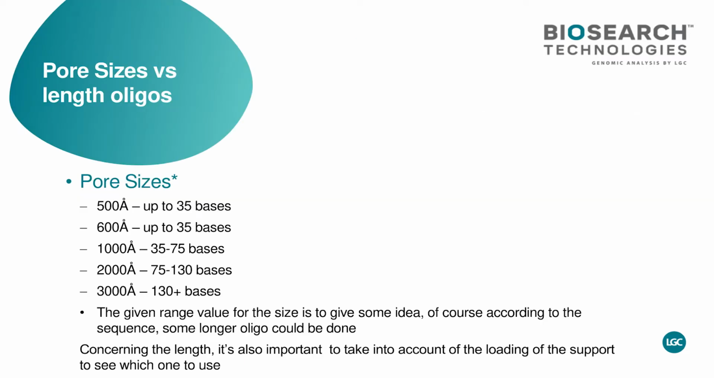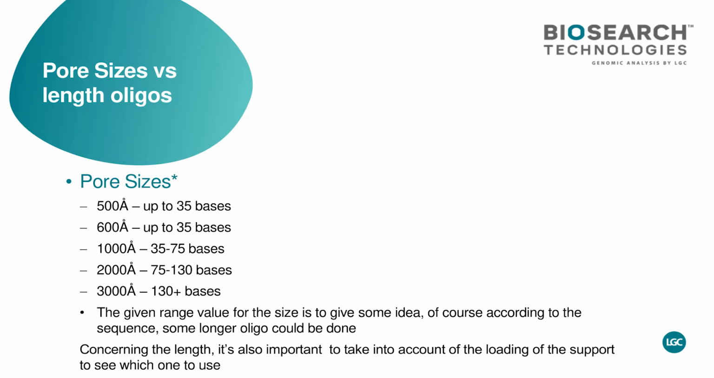My colleague already spoke about the pore size. I just remind you, because it's very important, as some people sometimes have issues. It's not due to the chemistry, it's just due to the volume you have to make the oligo. If you don't use the good pore size, you will have some steric hindrance, and so your oligo cannot grow. That's very important. The numbers given there in terms of size are just an idea of the size of the oligo you can make.